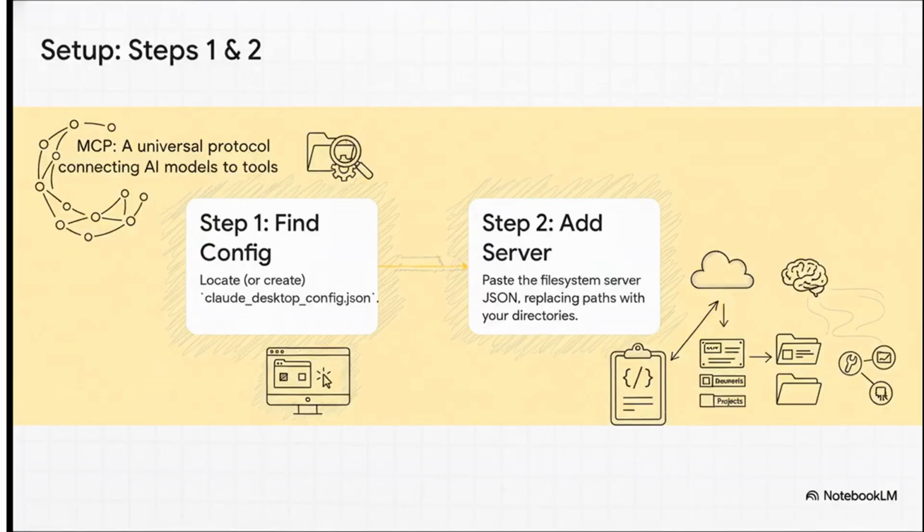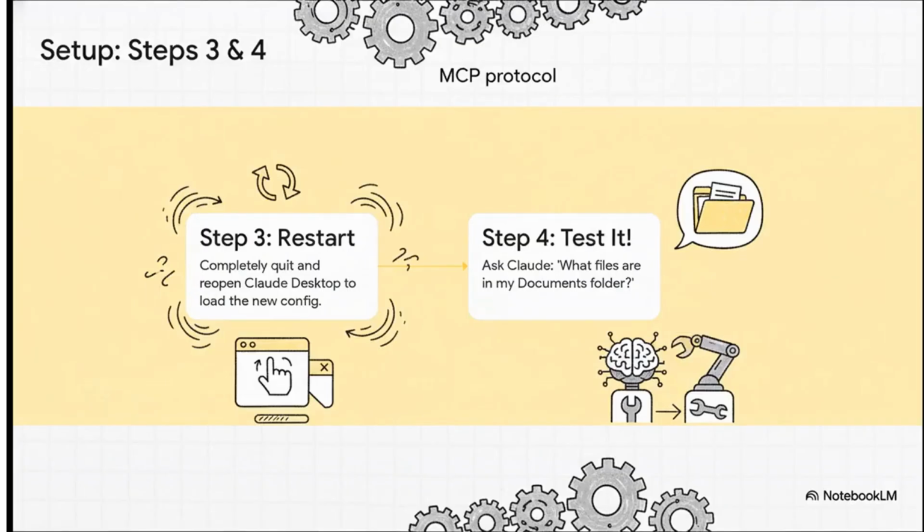For safety, start with something simple, like your Documents or Projects folder. And now for the final 2 steps. These are the easiest. First, you have to completely quit the Claude application. I don't mean just closing the window, I mean fully quitting the program. Then, just restart it. When it loads back up, it'll read that new configuration file.